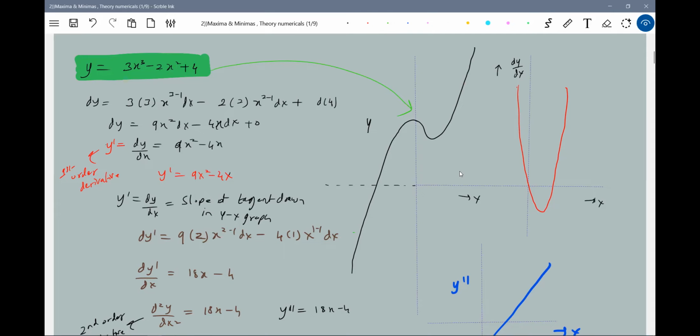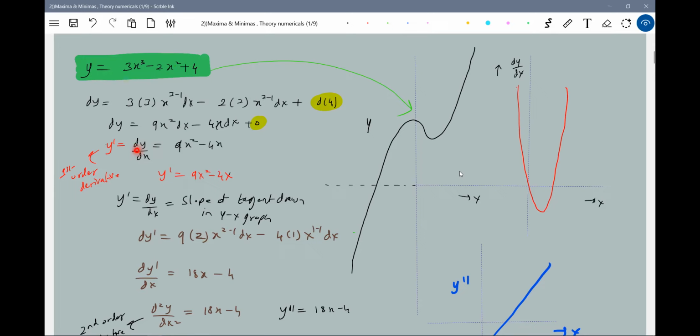Okay, now we'll differentiate this. We are very good in derivatives, to some extent. Okay, dy equals 3, so this 3 will come here, x to the power of 3 minus 1 dx, minus 2 x to the power of 2 minus 1, plus the derivative of 4. Now, what is the derivative of 4? It will be 0 because 4 is a constant. Then 3 into 3 is 9, 3 minus 1 is 2, so 9x squared dx minus 4x dx plus 0. Okay, this will be dy by dx equals 9x squared minus 4x.